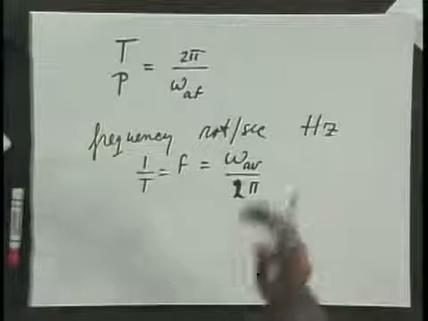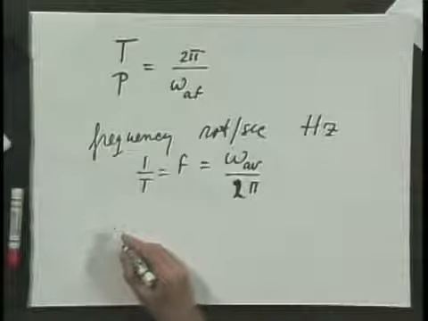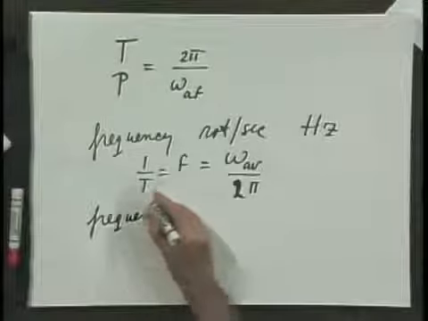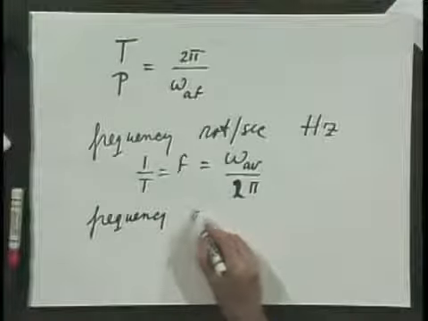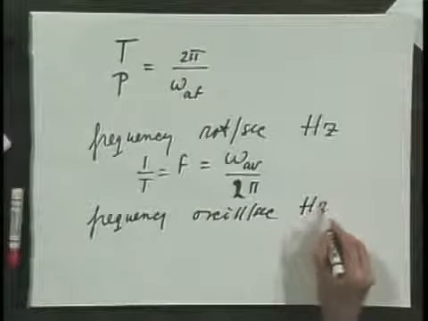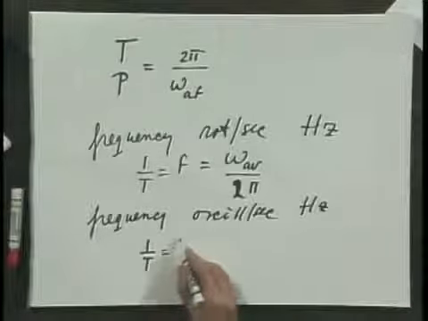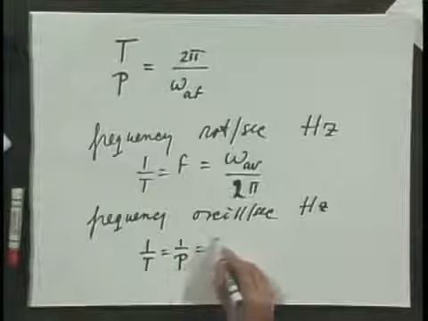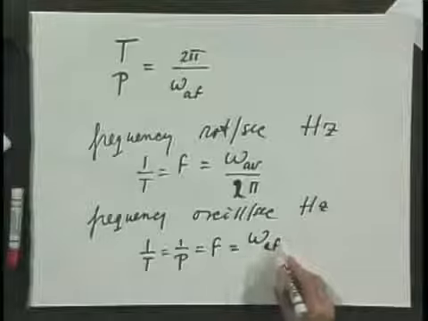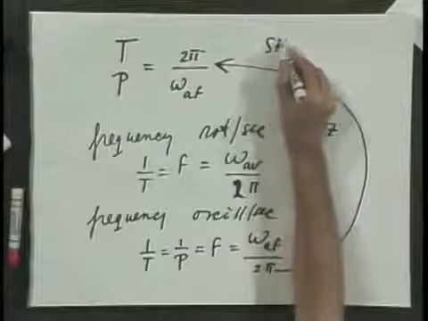But we also talk about the frequency of a simple harmonic oscillator, in which case, notice I simply use the word frequency, it is now how many oscillations per second it makes, how many cycles per second, also in hertz. And that frequency, 1 over T, or if you prefer 1 over P, we also call that f, and that is the angular frequency divided by 2 pi. Here, look here. This was for a simple harmonic oscillator.